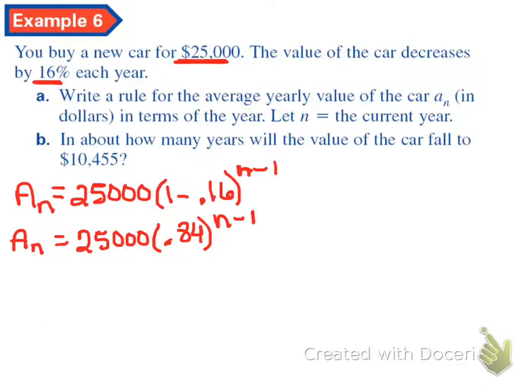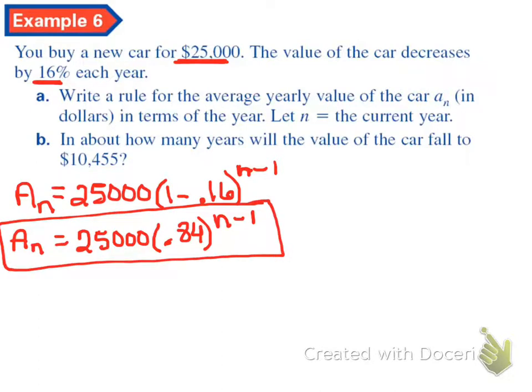The value at the end of any year could be found by taking the original value, 25,000. Now remember, it's decreasing by 16%, so the value that remains is 84%, raised to the power of n minus 1. Here's the rule for any term.